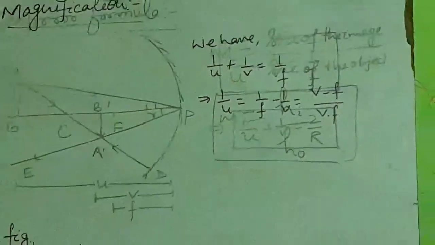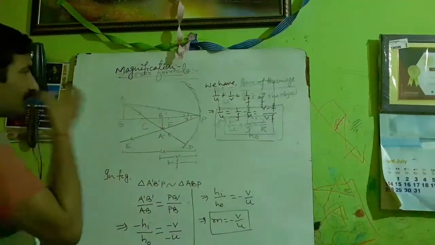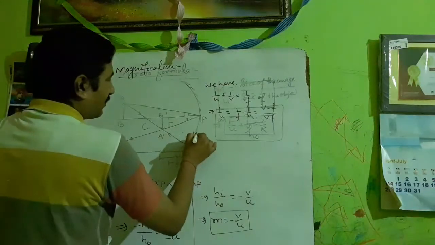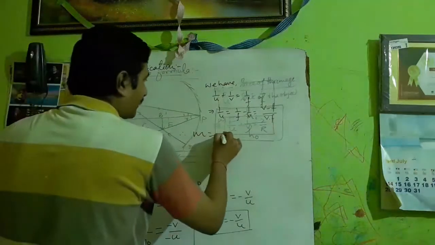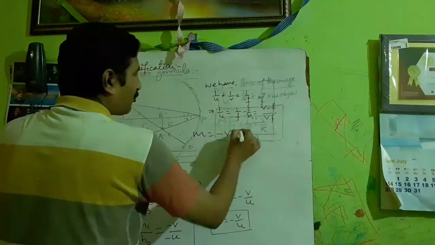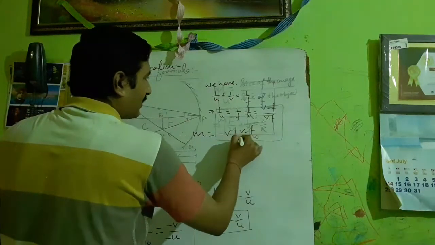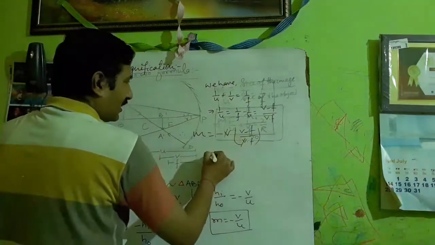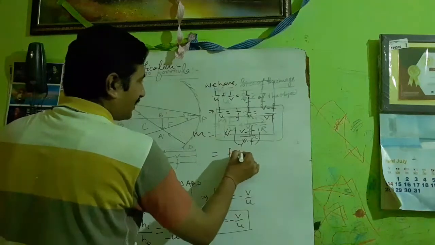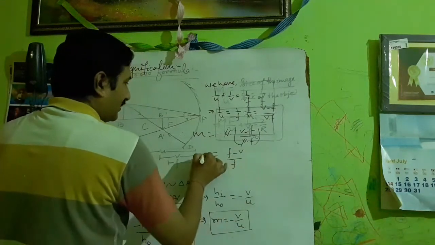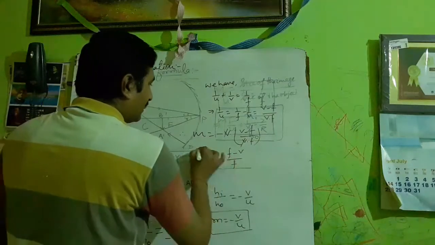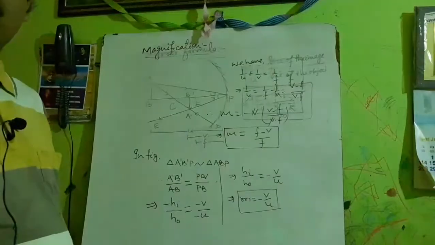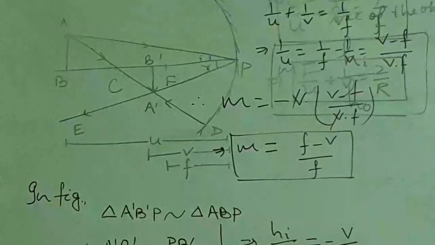After that, you use this 1 by u in the formula of magnification. Therefore, m is equal to minus v, and in place of 1 by u you can write v minus f by v into f. See, these v will be cancelled out and you will have f minus v by f. This is the formula of magnification in terms of f and v.